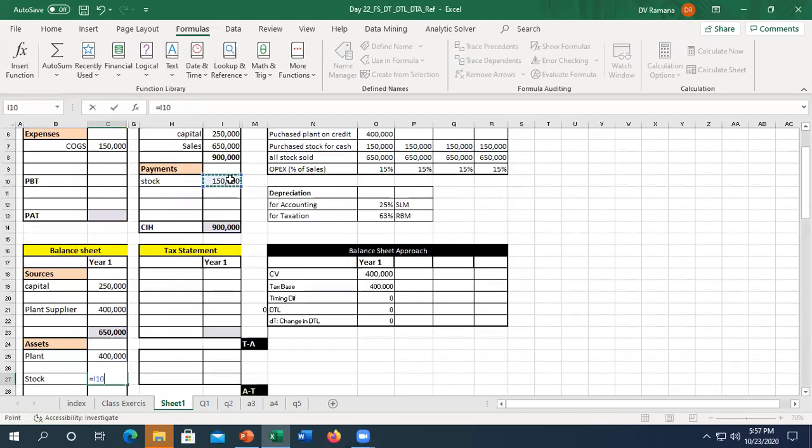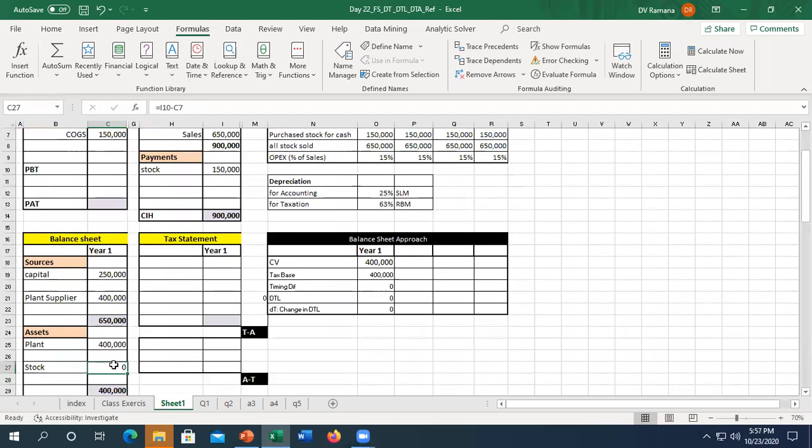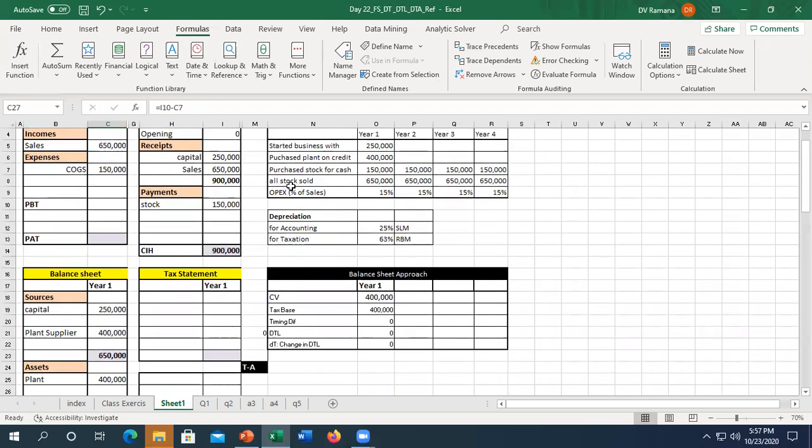You purchased stock of 150,000 and you sold stock of 150,000. The stock has become zero. Then, all the stock is sold and there is an operating expense. OPEX is an expense. We pay the OPEX. 15% of sales is an expense. Let us assume that you paid that expense too. So all transactions are done except depreciation.